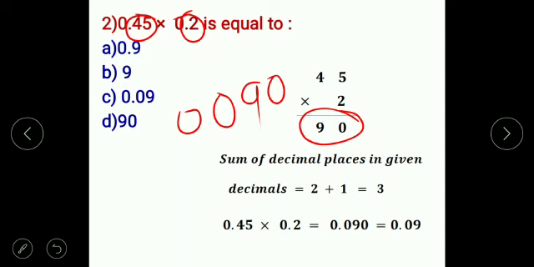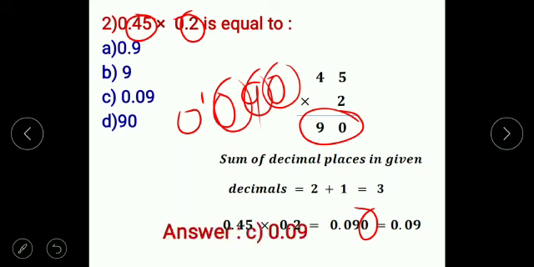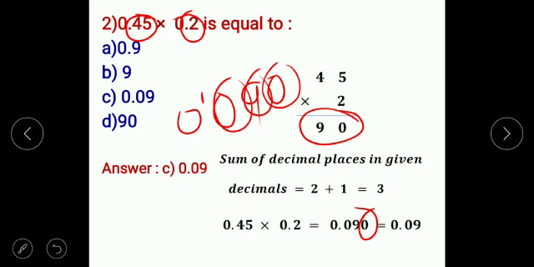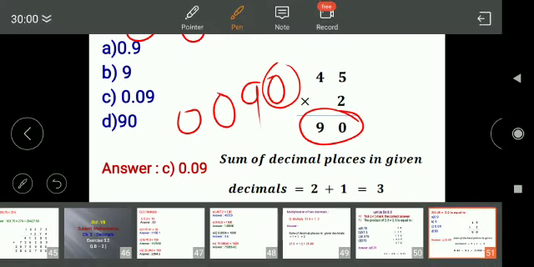So put here the decimal point: 1, 2, 3, and then put the decimal point, because the sum of the decimal places in the given decimals is equal to 3. So that's why we have to leave 3 digits from right to left, and after that we have to put the decimal point. So now 0.090, so your last digit is 0, right? So you can remove this 0, so your answer is 0.09. So that's why your option is option number C, 0.09. So this is the answer of question number 2.